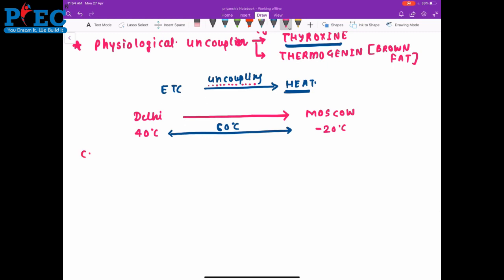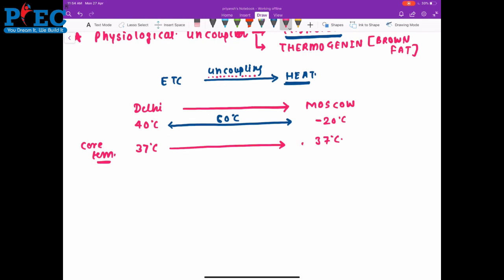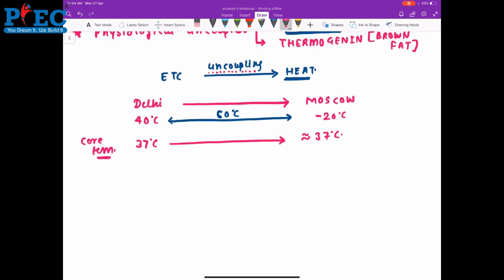The core body temperature of that particular fellow when he was in Delhi was around 37 degrees Celsius. And when he lands in Moscow, the temperature will remain almost the same. The reason for that is, when he is in a cold climate condition, the body has to generate more heat. So I can say there will be more uncoupling.